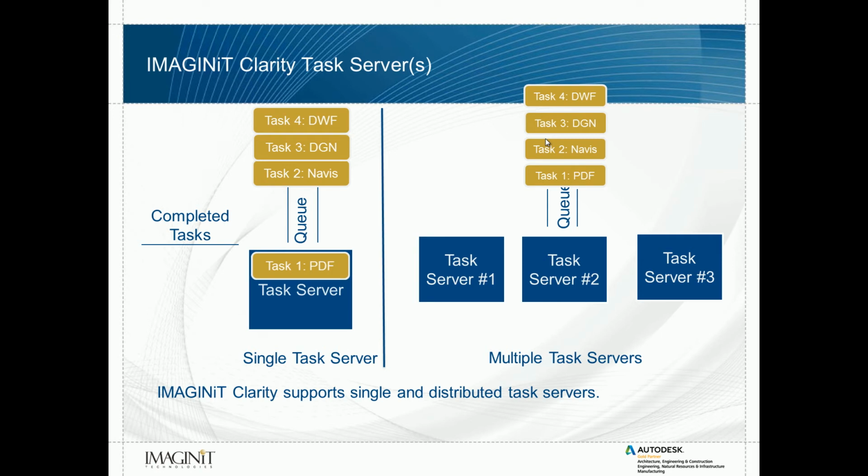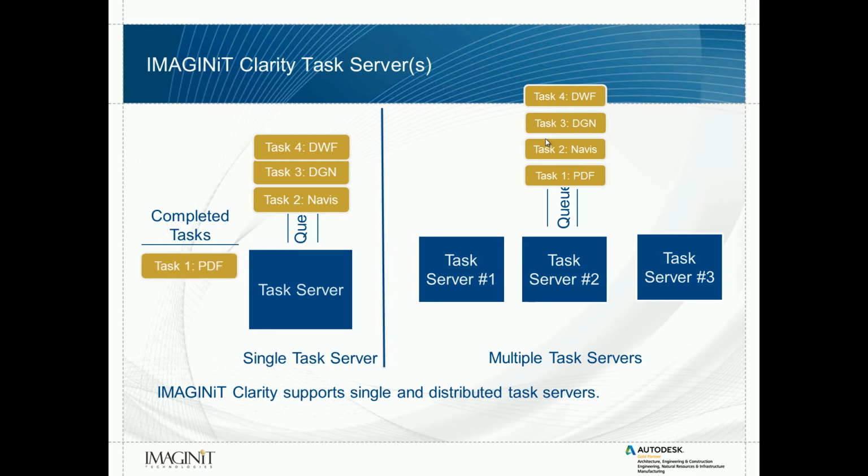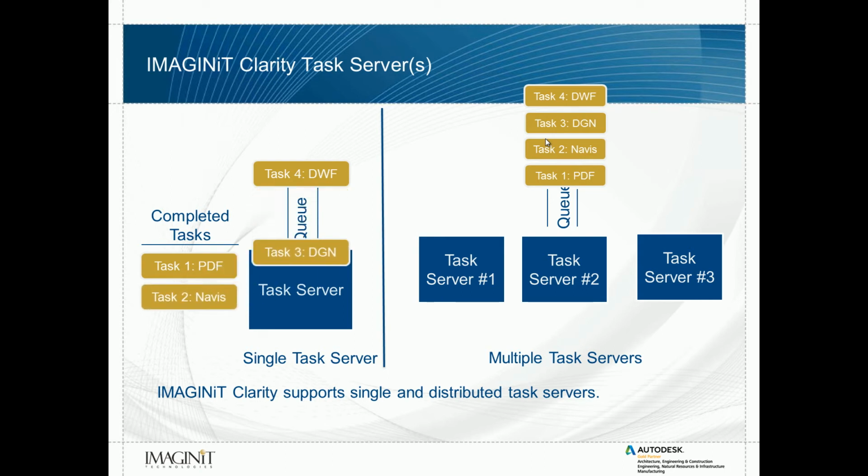The idea is that if you had a single task server, you could really just run one task at a time. And ultimately, there's a queue. So as you're starting to work, things are going to drop down in the queue. The tasks themselves are going to run, and when that one is completed, the next one's going to drop down into the queue and continue on.